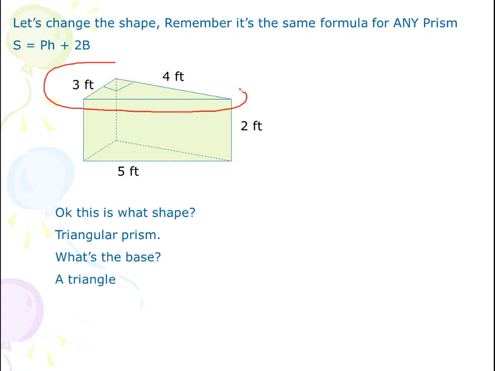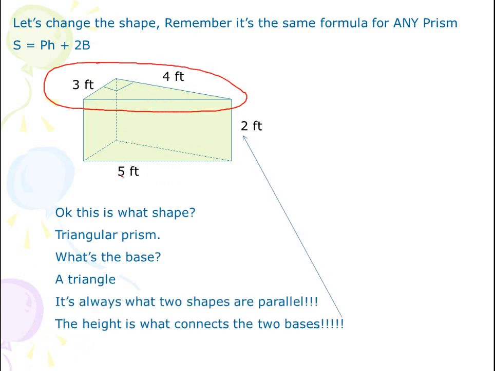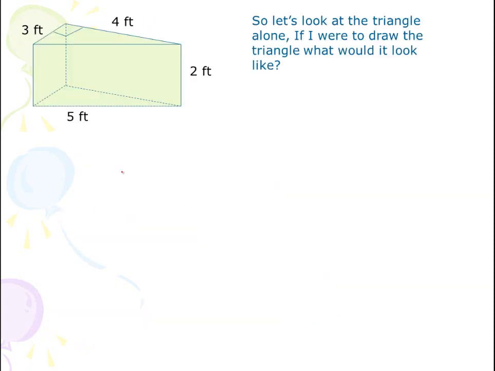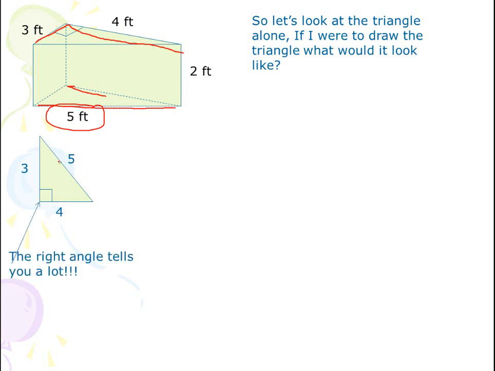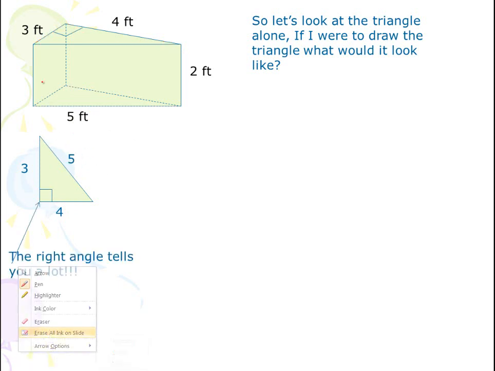Let's take this triangle and rewrite it as a 2-dimensional figure. So that's what it would look like. What would the measurements be? 3, 4, the 3 and the 4, and then what's this one? This one right here is the 5. So this is what my triangle looks like. When you're looking at a triangular prism and you have a right angle, that's always a base and a height.